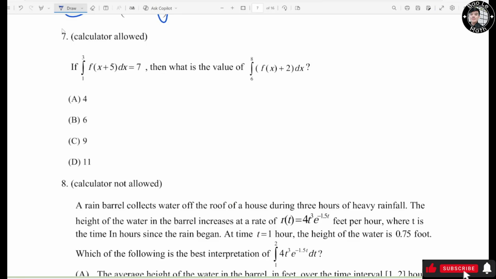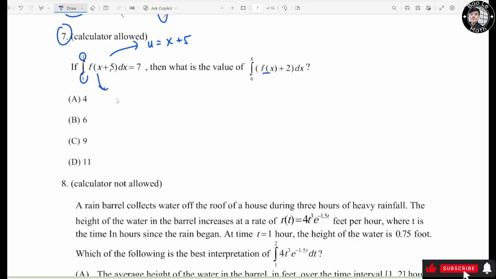Now let's move on to question 7. If the integral from 1 to 3 of f of s plus 5 dx equals 7, then what is the value of this? First we need to find the integral from a to b of f of s. We have two different ways to do it. The first way, we can use u-substitution, u equals s plus 5. The second one, we can do faster by adding 5 into the limits, and this goes back to f of s.